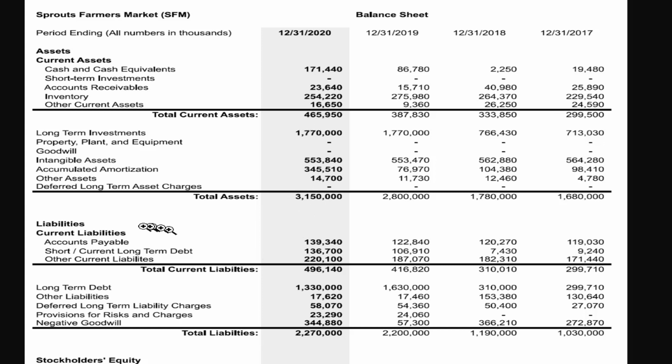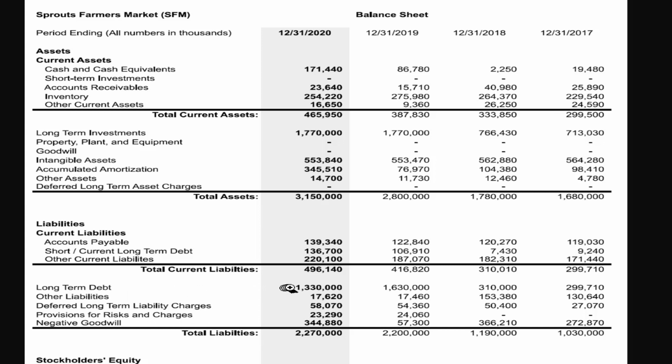And then we have our current liabilities, debts that must be paid within a year, accounts payable. So accounts receivable is money that is owed to us. Accounts payable is money that we owe. And then any short-term or current long-term debt that's coming due, and other current liabilities, whatever they happen to be. Rent, payroll, whatever. So they have the current liabilities, and then they have the long-term liabilities.